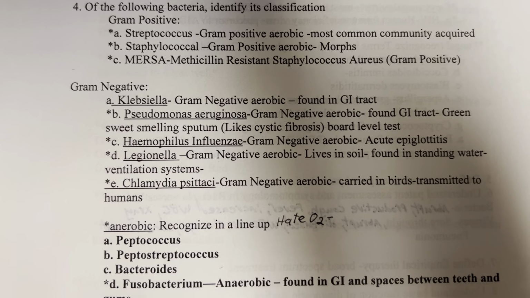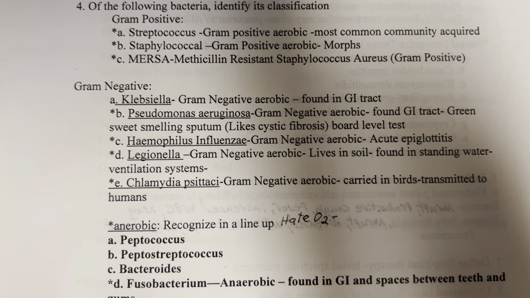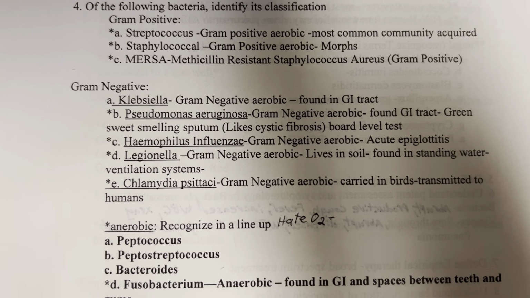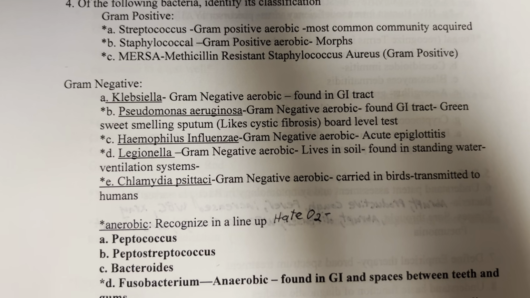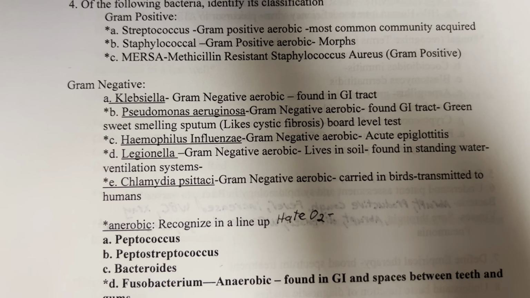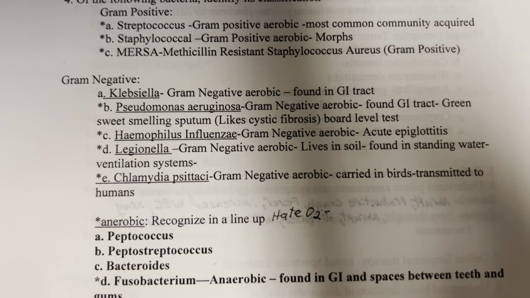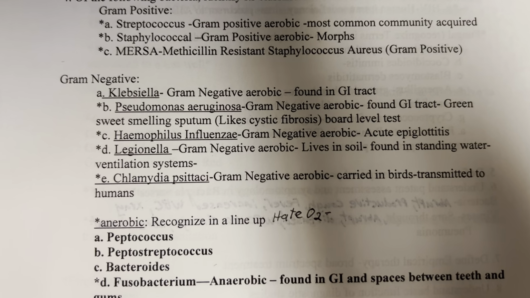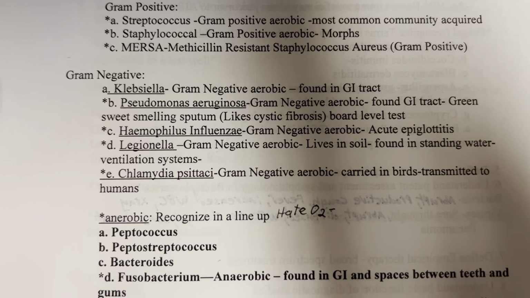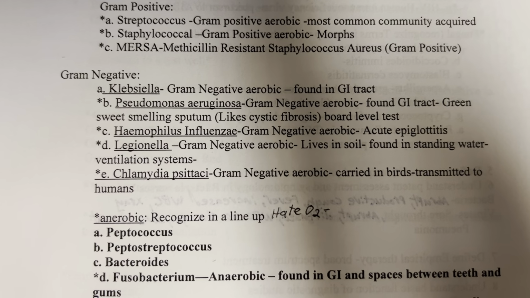Pseudomonas aeruginosa is found in the GI tract and is known for green, sweet-smelling sputum. Haemophilus influenzae, acute epiglottitis.